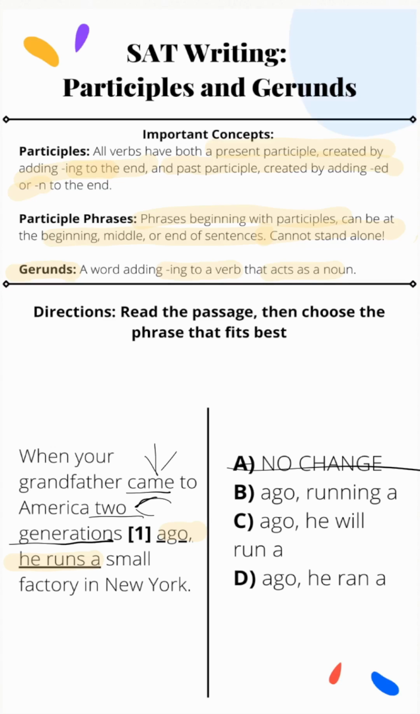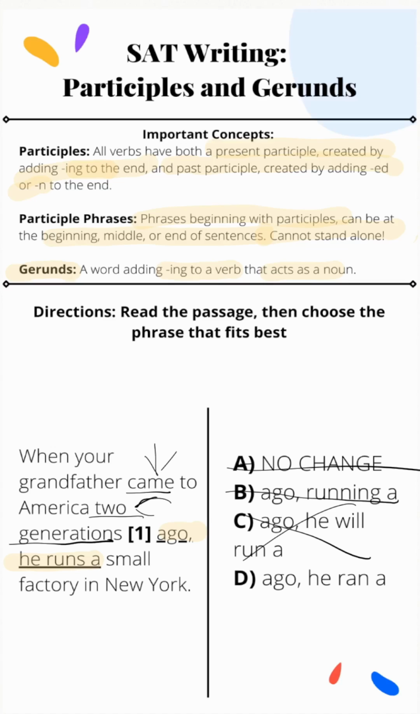"Running a small factory in New York" doesn't make sense if we're talking about when he came to America 2 generations ago. So we're going to get rid of that. "He will run" is looking towards the future, so that also doesn't make much sense. D is the only correct answer because we have "he ran," which is the correct past form.